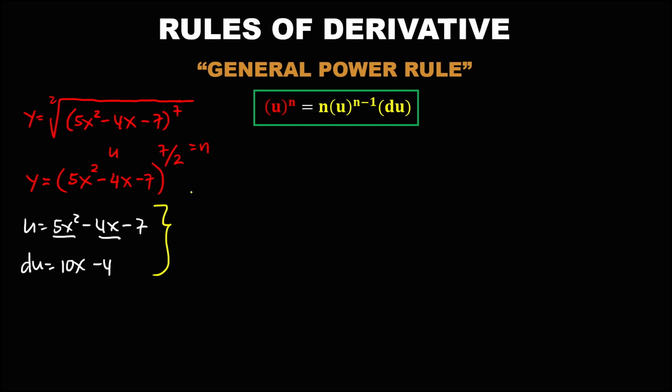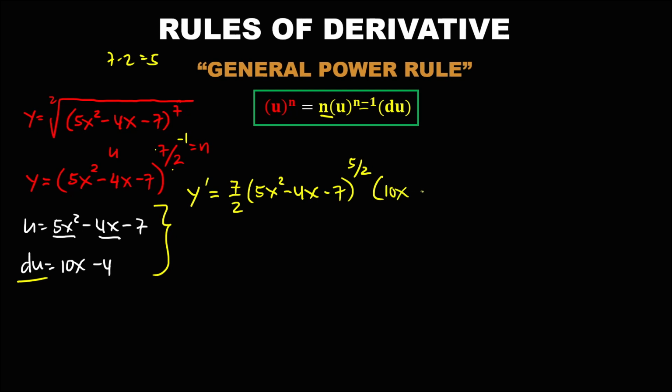Then to find the derivative, y prime equals n. So n is 7/2. Then times u, which is 5x squared minus 4x minus 7, and n minus 1. So 7/2 minus 1, we have 7 minus 2, that's 5. So this is 5/2 times the derivative of u. This one is 10x minus 4.